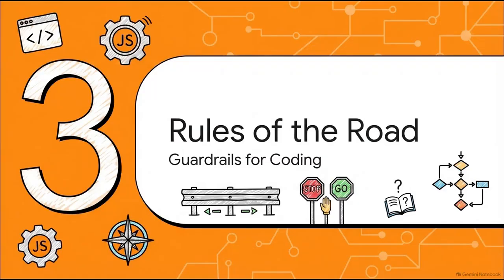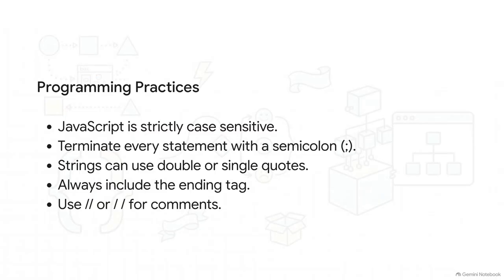All right, Section 3. Rules of the road. Guardrails for coding. Listen, following these guardrails is going to save you hours of absolute pull-your-hair-out frustration. First off, JavaScript is strictly case-sensitive. Uppercase and lowercase letters matter immensely. Next, terminate every single statement with a semicolon. Forgetting just one is a classic surefire way to break your entire program.